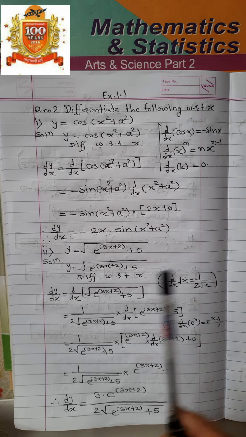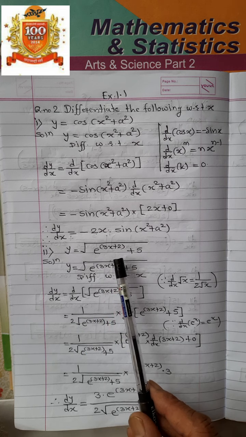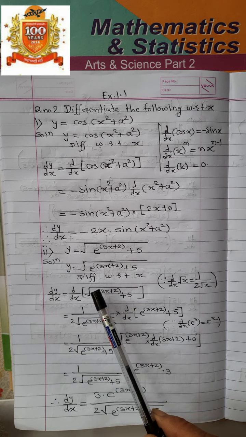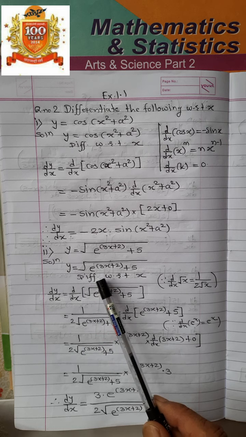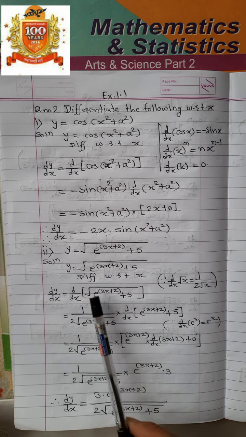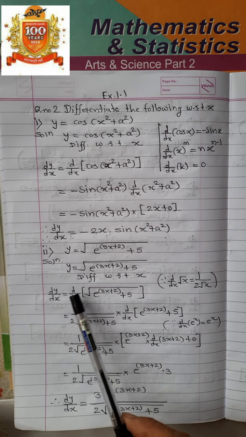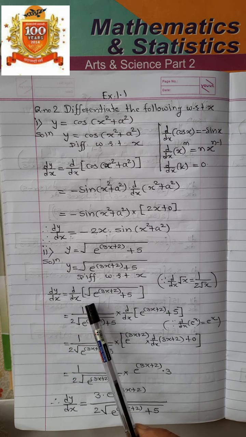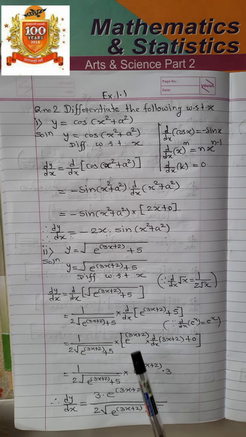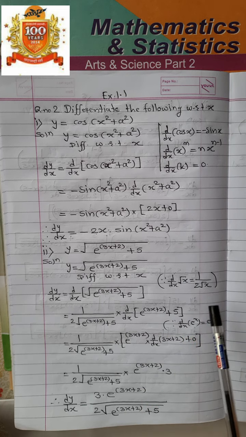Let us see question number 2. y is equal to root of e raised to power 3x plus 2, plus 5. Given that y is equal to root of e raised to power 3x plus 2 plus 5. Differentiate this function with respect to x.